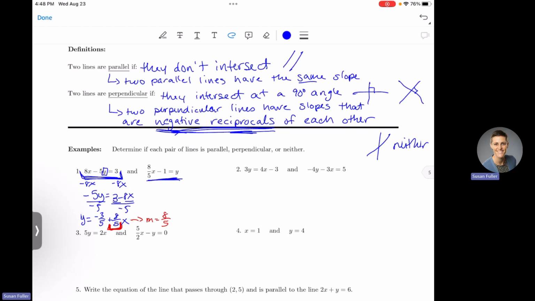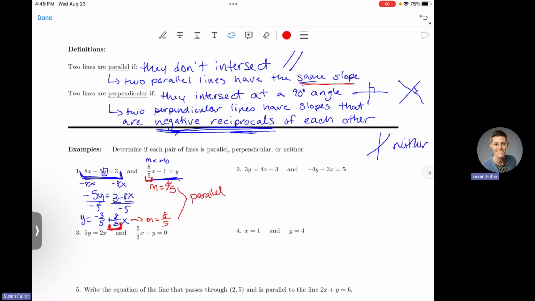Well, this is already in y equals mx plus b format, right? So here's mx plus b. So the slope of this line over here is m equals 8/5, right? Because that's our m. And so comparing these two, both of these lines have a slope of 8/5. Because they have the same slope, I know that these lines are parallel. They have the same slope.